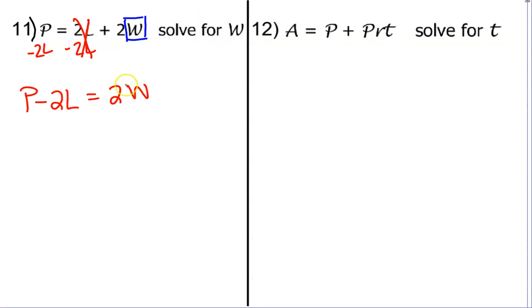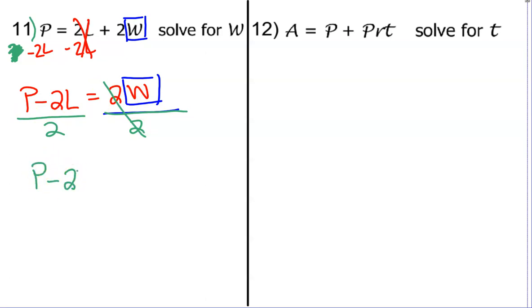All right, find my variable. It's still not by itself. It still has a 2 attached to it. How is the 2 attached? It's being multiplied. So how are we going to get rid of that? We're going to divide it. Oh, sorry. We're going to divide both sides by 2. That leaves me with P minus 2L divided by 2 is equal to W.